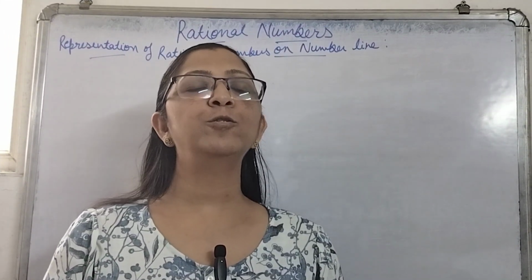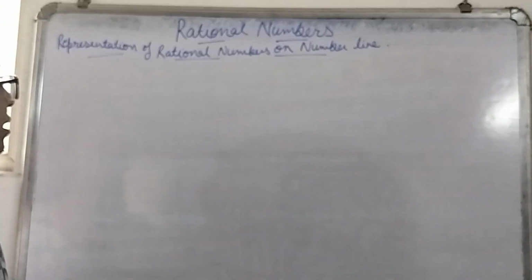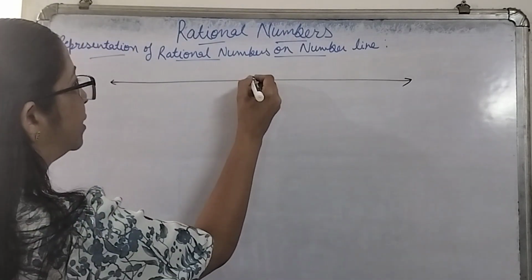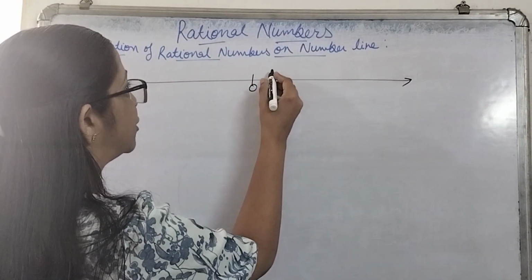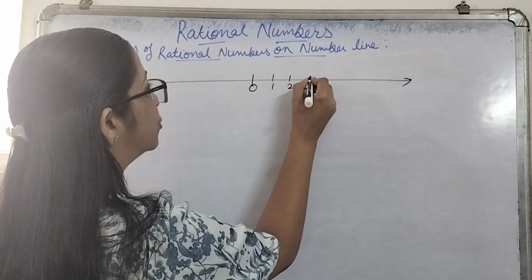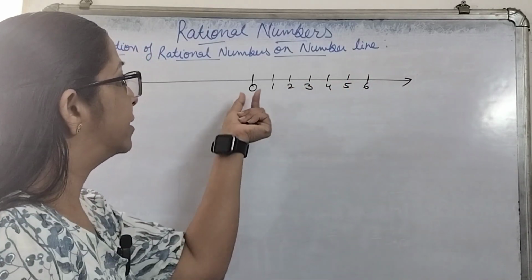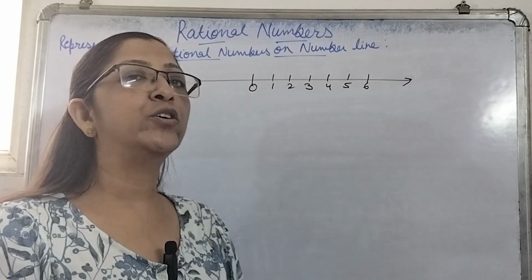Now let's understand how to represent rational numbers on the number line. So we know how to make a number line. We will be making a straight line like this. At the center we will be taking 0. Towards the right of 0 we will be taking the positive natural numbers, that is 1, 2, 3, 4, 5, 6 like this. The distance between these numbers will be equal, which is known as the unit distance.